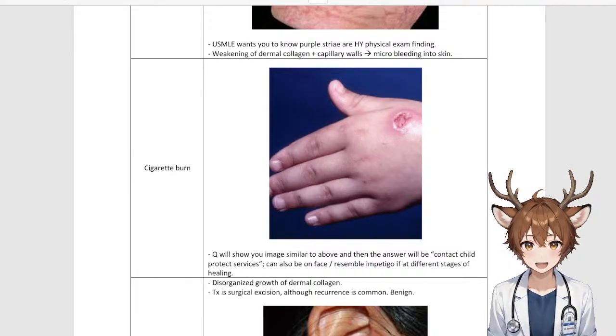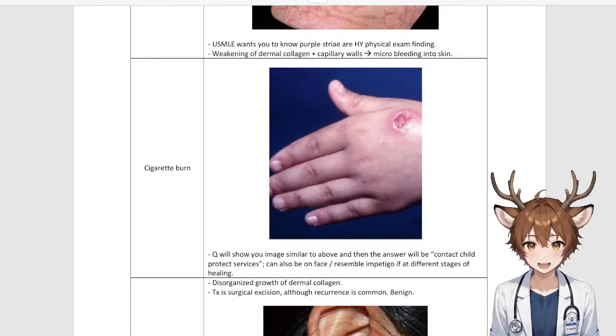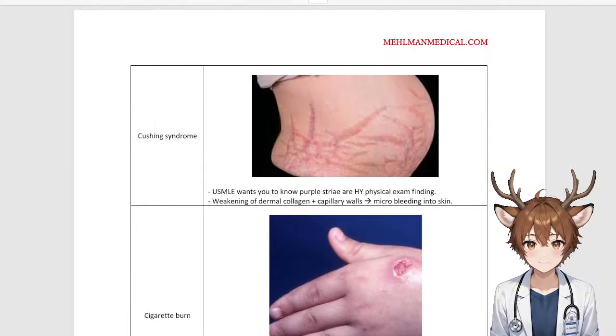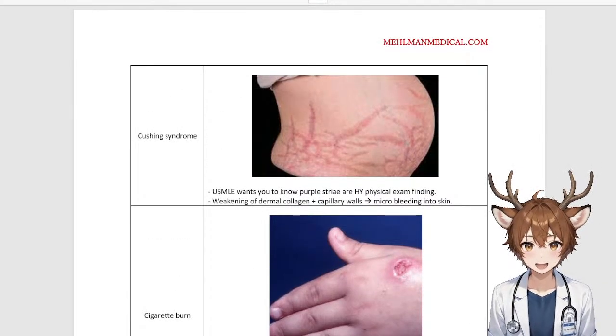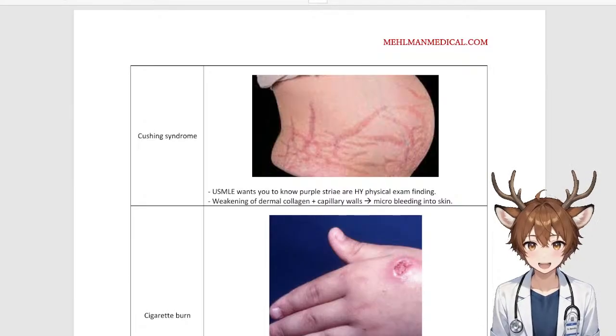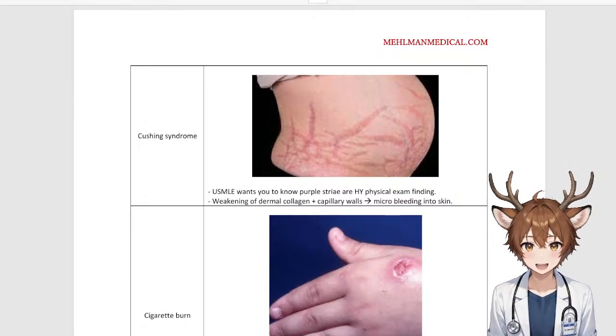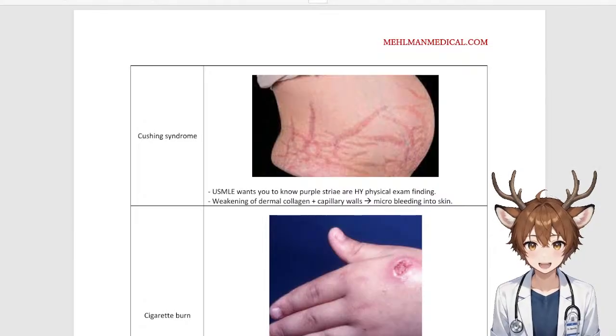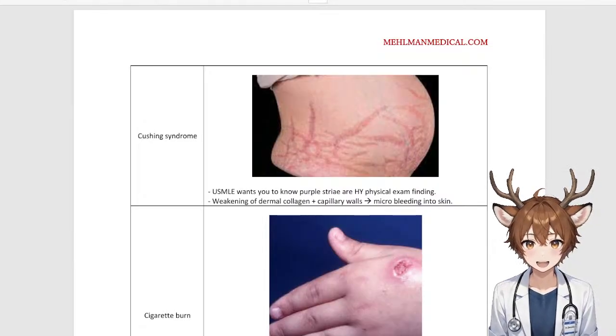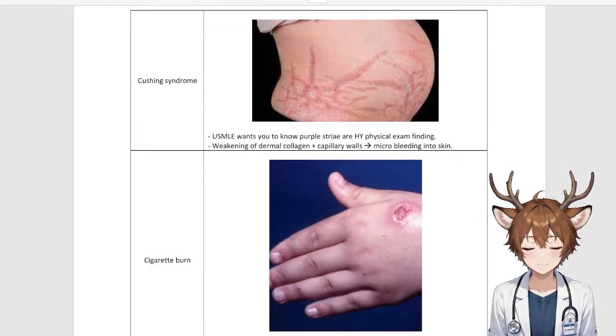Okay, I am back. Let's talk about Cushing syndrome. USMLE wants you to know that purple striae are high-yield physical exam findings. Weakening of dermal collagen plus capillary walls means microbleeding into skin.